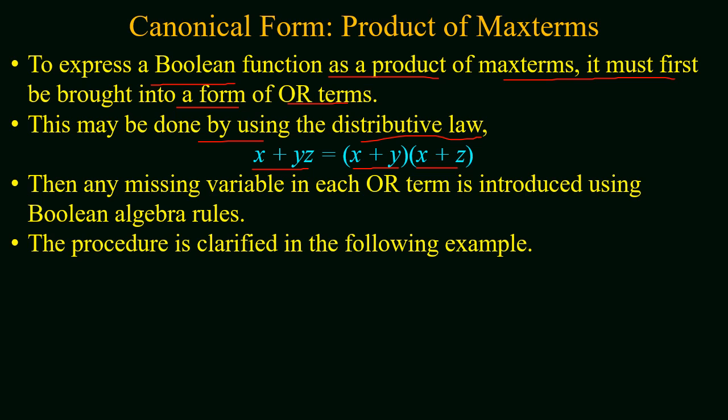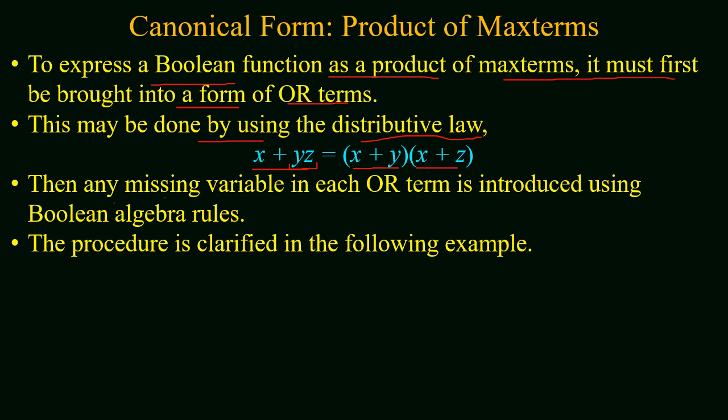Here the original function consists of two terms. The first term has a single variable and the other term has two variables which are being multiplied. Now for changing it into OR terms, we will use the distributive law, and this results in (x plus y) into (x plus z). Again here we have two terms, and in the individual terms two variables or literals are being added.